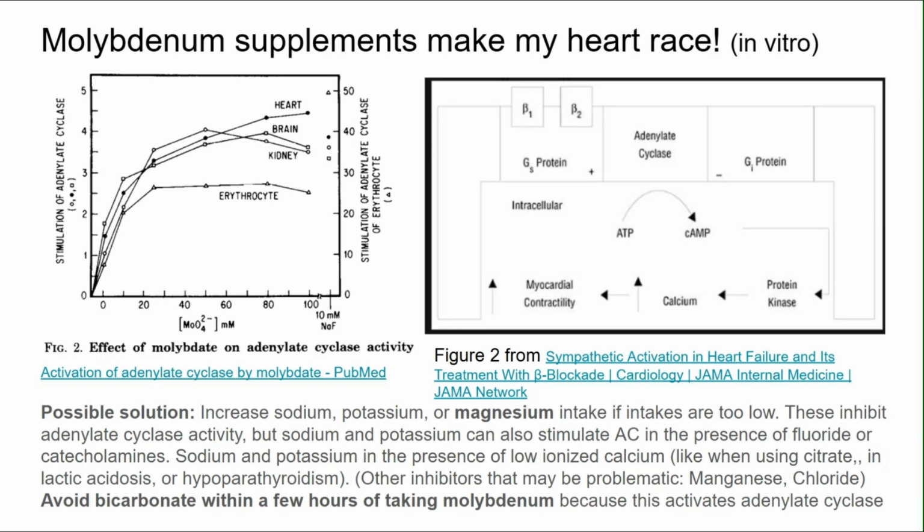And then I would avoid bicarbonate within a few hours of taking molybdenum because bicarbonate can actually activate adenylate cyclase as well. And in general, I don't recommend chronic bicarbonate use because you are altering your pH and you can swing into alkalosis pretty easily. The max I usually recommend for using bicarbonate is a quarter to a half of a teaspoon. And even when I see people in severe metabolic acidosis and I calculate their bicarb deficit, it's usually not over what would be a quarter to a half of a teaspoon of bicarbonate.